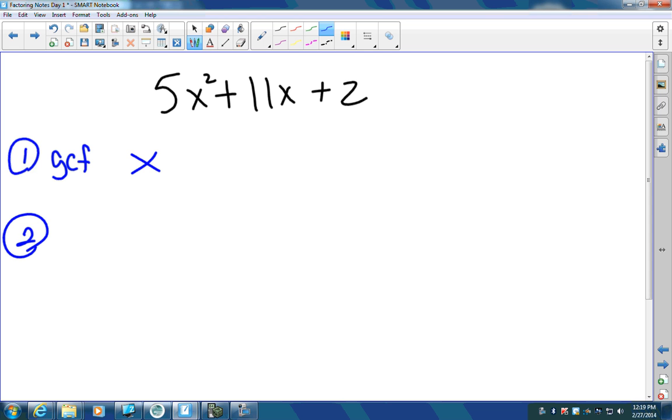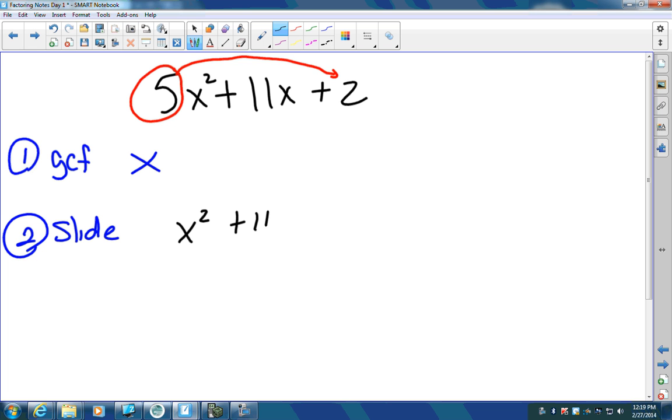Step 2. This is the slide. Take the 5, slide it to the back. Okay? So now I just have x squared plus 11x. What's 5 times 2? 10. All right. Now we need to factor.